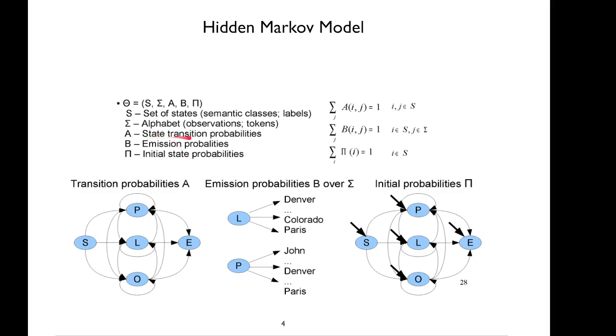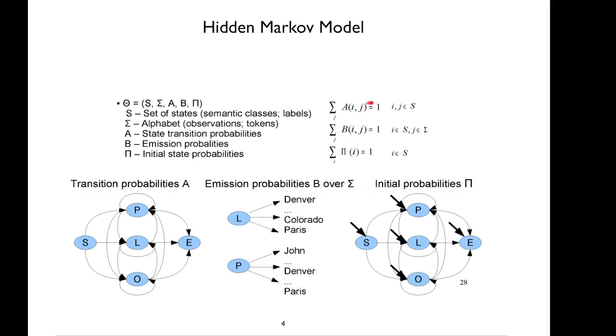And then we have state transition probabilities. So how likely is it that we go from the start state into location, or from location we remain in location, or from location we go to state other? And emission probabilities. So for example, in state location, we emit Denver or Colorado or Paris. And we have initial state probabilities, so we must have a beginning. How likely is it that we start our sequence in the state person or in the start state?